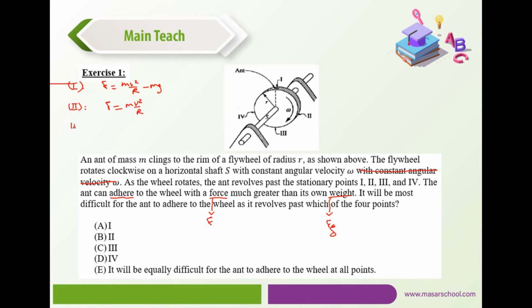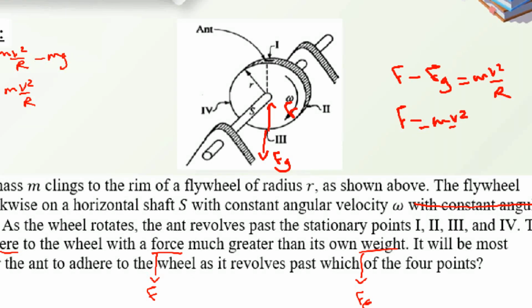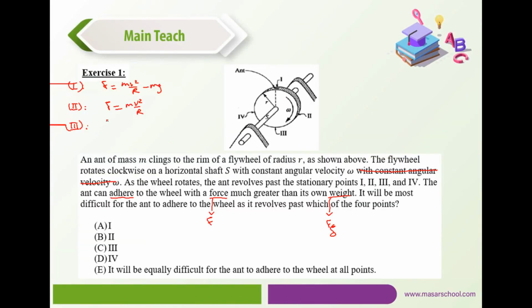Now for the third point, we have the pull of gravity down, we have the adhering force up, so that would be F minus Fg equals mv square over r. Taking into consideration that the positive direction is always toward the center, if we take this to the other side, then the adhering force is given by F equals mv square over r plus mg.